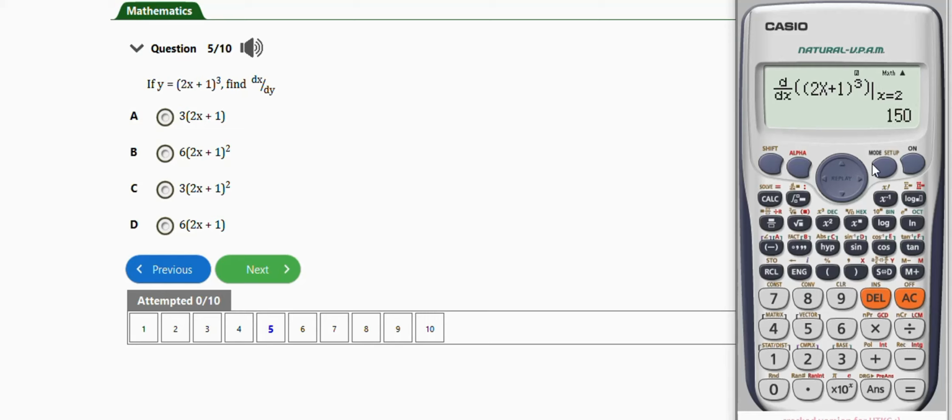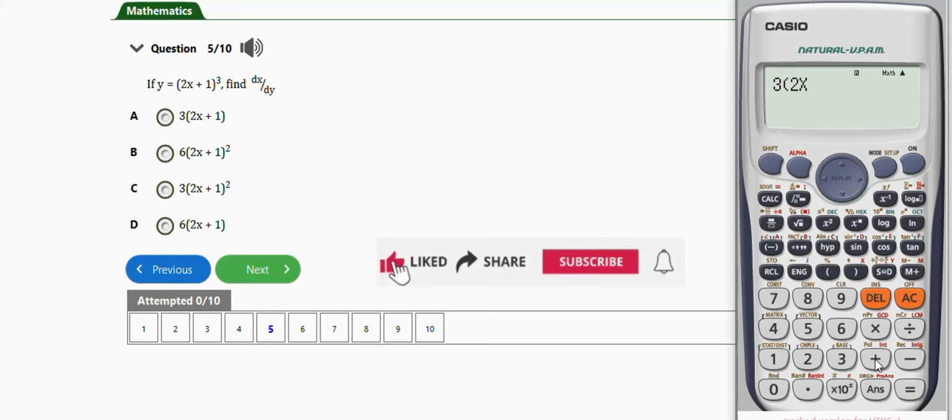We have 150. So let's simplify the options. Anyone that gives us 150 will be the answer to this question. Alright, so let's begin with option A. So we have 3 in bracket 2x, plus 1, close the bracket.